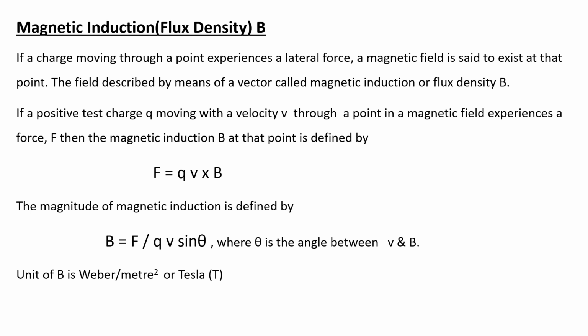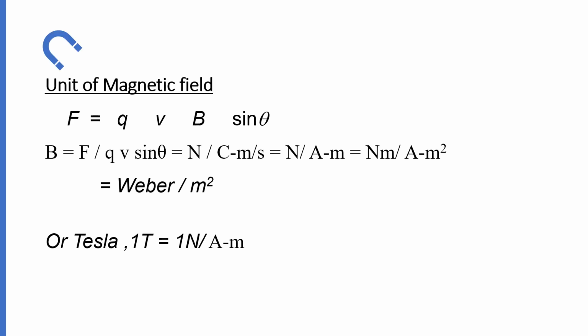magnetic induction or B can be represented as B is equal to F by QV sine theta, where theta is the angle between the velocity vector and the field vector. And the unit of this magnetic induction is Weber per meter square, or it is Tesla. That is, the field B is equal to the force by Q into V.